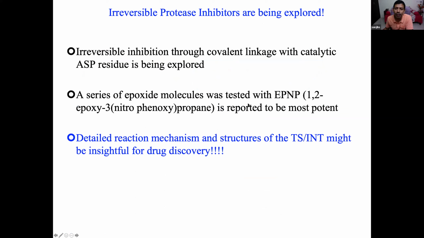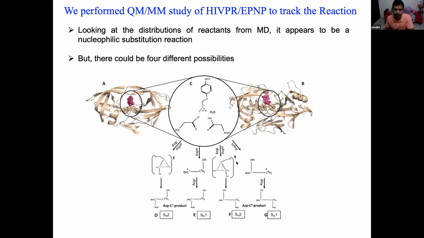For the irreversible inhibitors, they're testing epoxide-based inhibitors. EPNP is one such epoxide inhibitor. But the problem is there is no reaction mechanism available. Neither the structures of transition states or intermediates are available. If we know the structure of the transition state and intermediate, we can design a drug, because most of the FDA-approved drugs are basically intermediate mimics of the substrate.